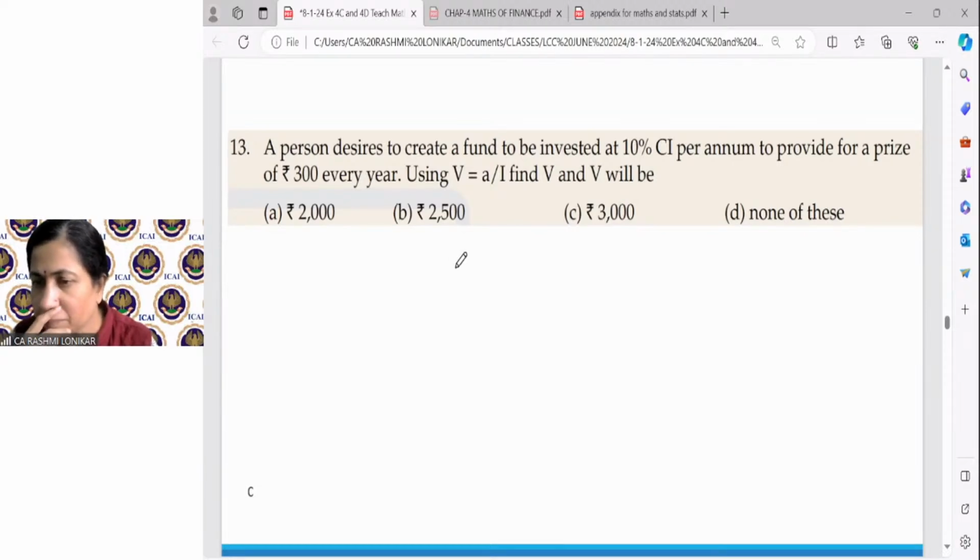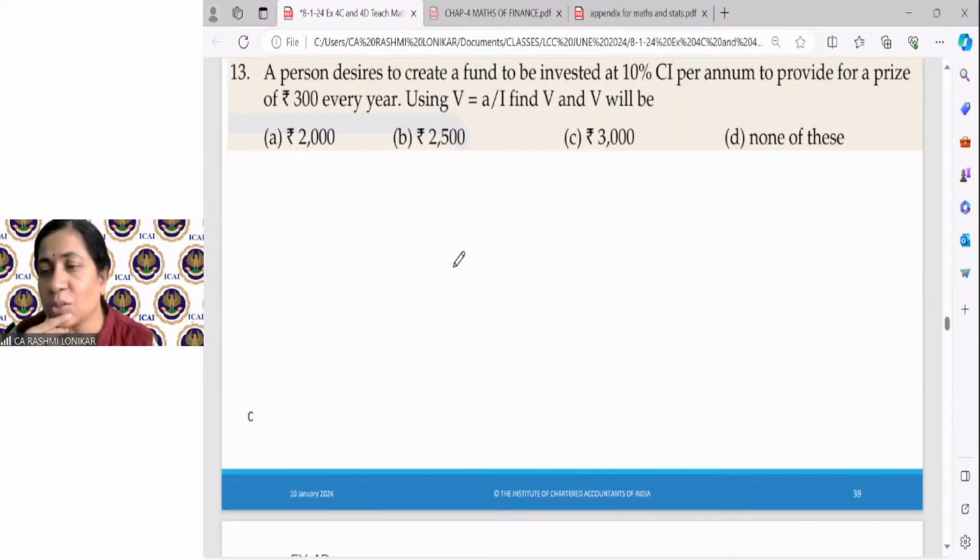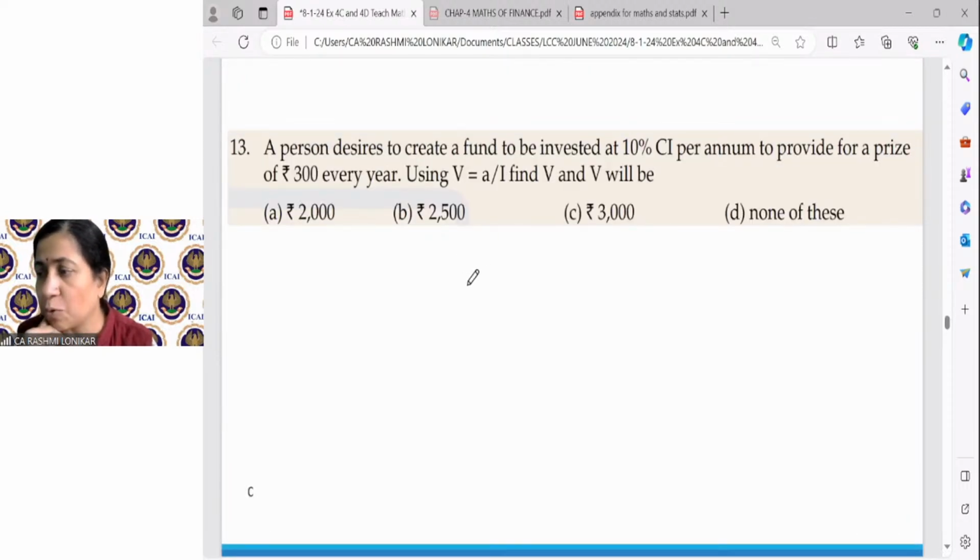A person desires to create a fund to be invested at 10% per annum to provide for a prize of rupees 300 every year. Using V is equal to A upon I, find the value of V.